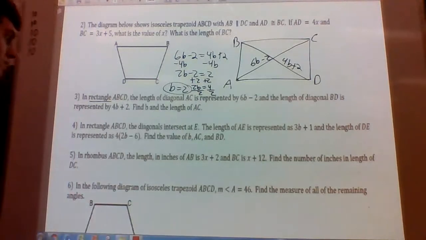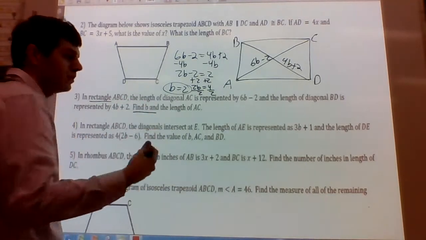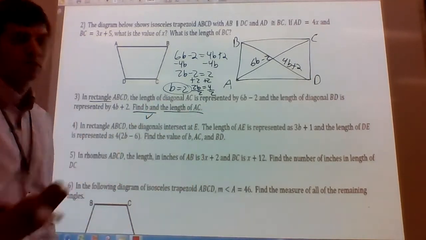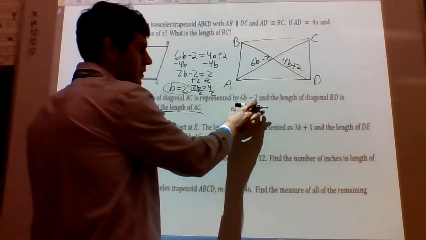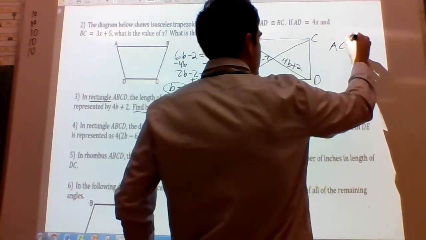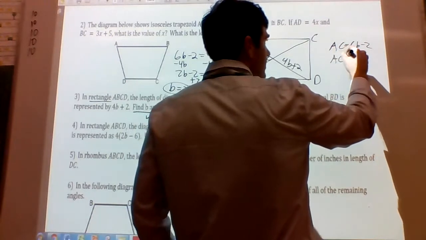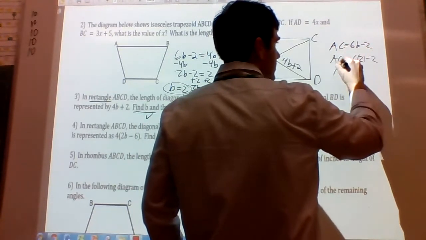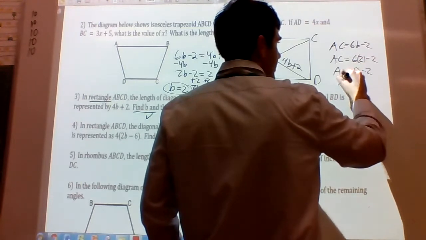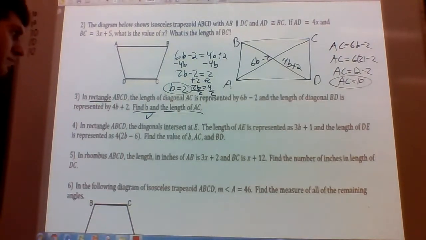Resist the temptation to quit or to move to the next one until you read what you're trying to solve for. Probably should have done that before we solved it. Find b, check, we're good. The length of AC, okay, we have to substitute it back in. AC is represented by 6b minus 2. We found b was 2. So AC is going to equal 6 times 2 minus 2, which is 12 minus 2. So AC is going to equal 10. So now we have the length of AC. We're good to go.